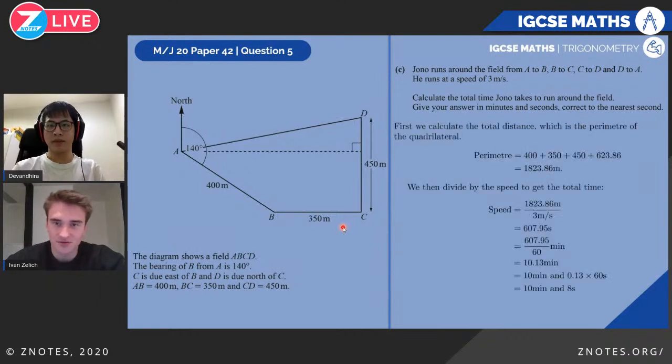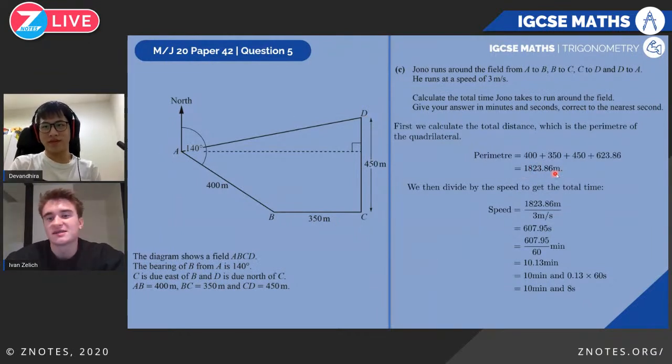So we found dA in the previous thing. So the perimeter will be 400 plus 350 plus 450 plus 623.86, which is 1823.86 meters. Now he's going at 3 meters per second, so speed times time equals distance, i.e. time equals distance over speed. Sorry, when I put speed here, I should mean time. So this should be time. So the time is the distance over the speed.